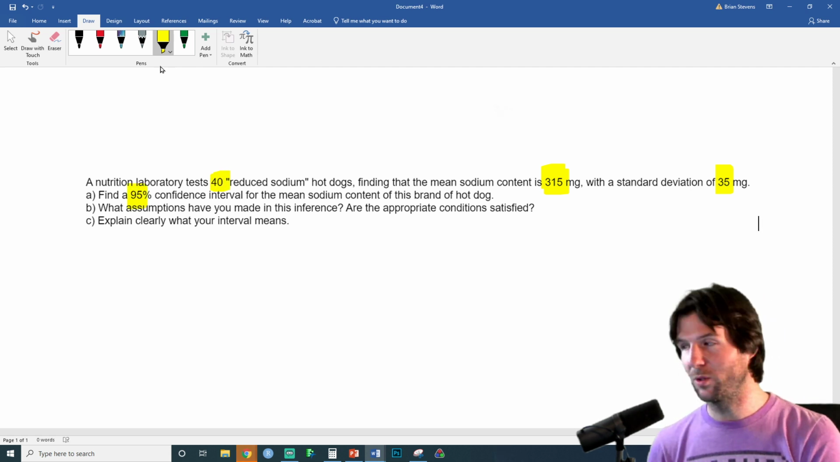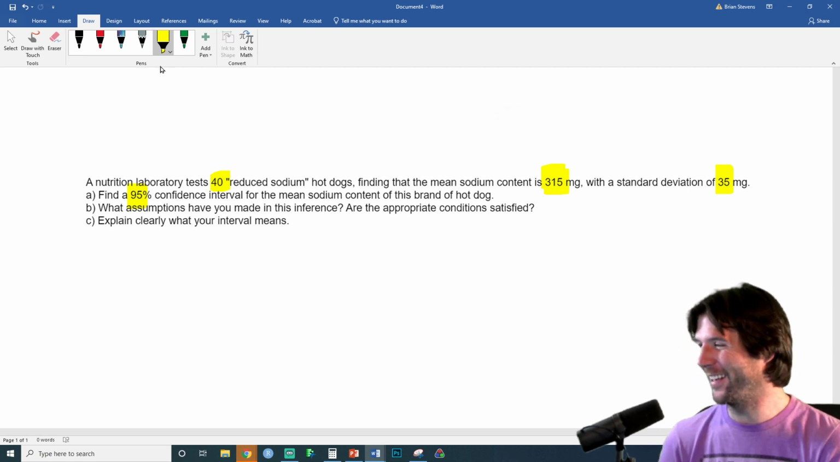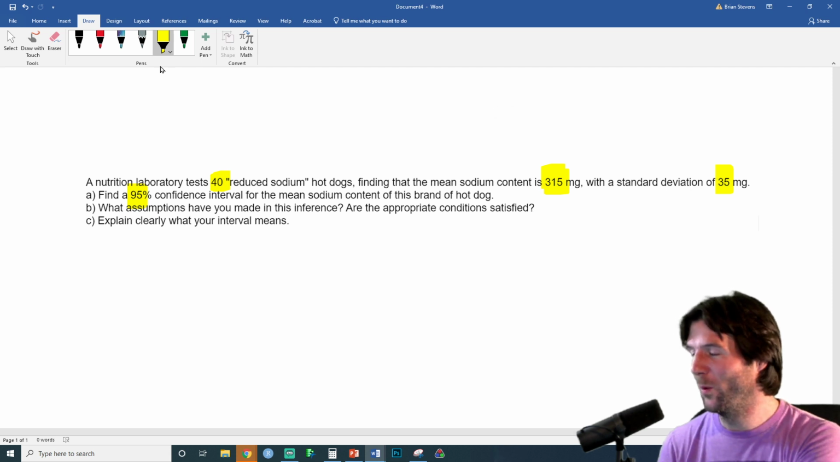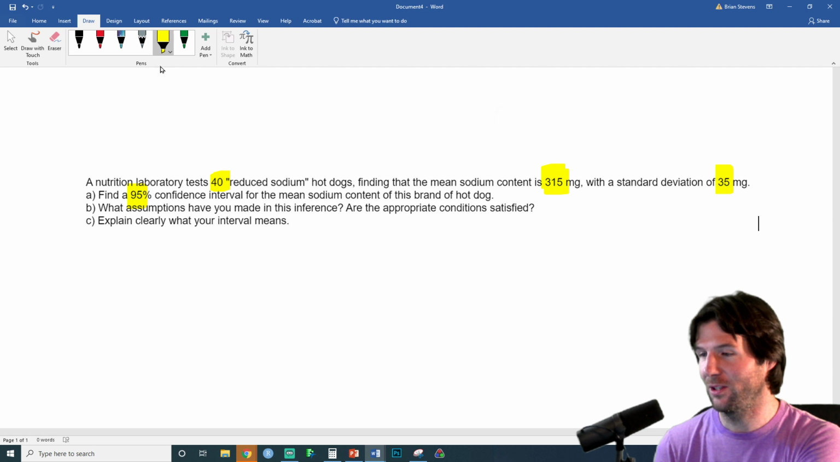Let's hop right here and start working this problem. We need to identify all the notation. So we have all of our notation marked right here. I need people in the chat to help me out and tell me what some of these notations are. Anyone know any of these notations?